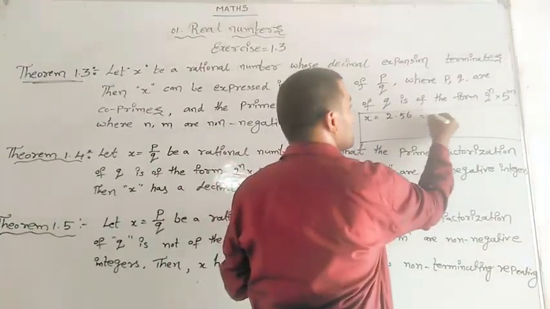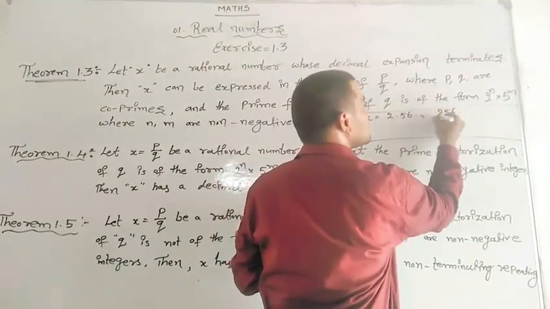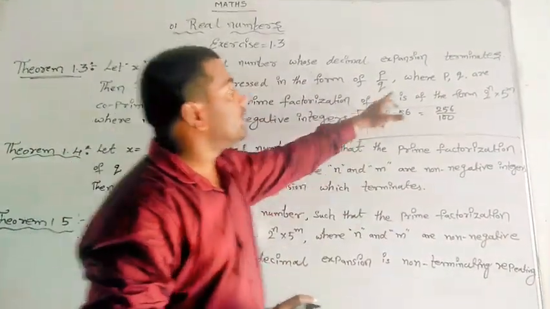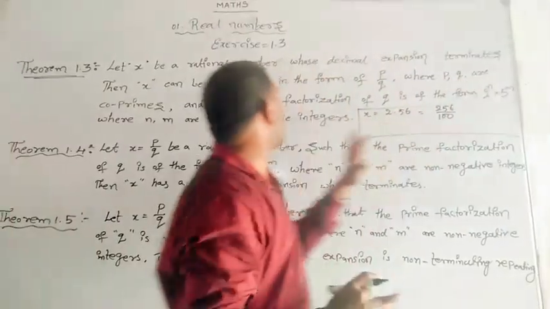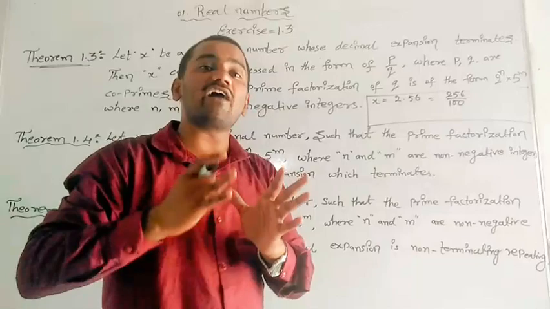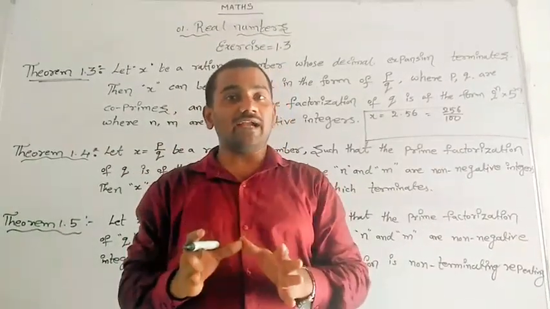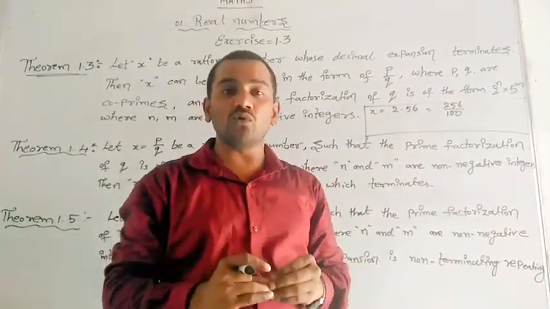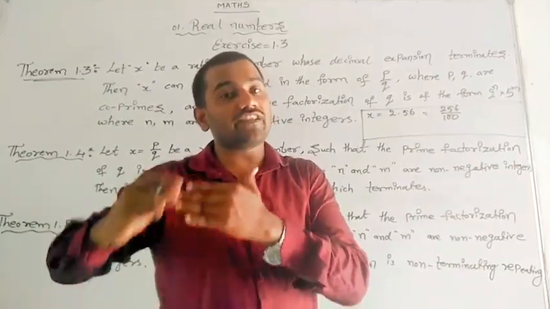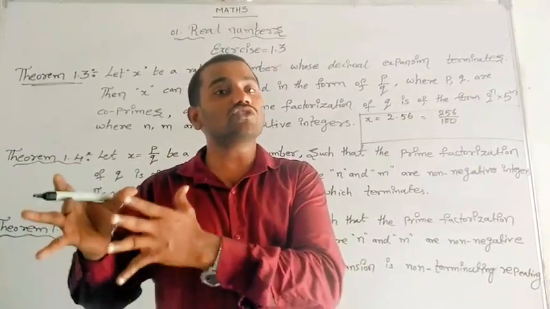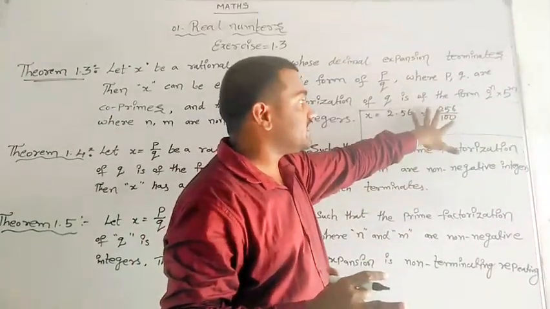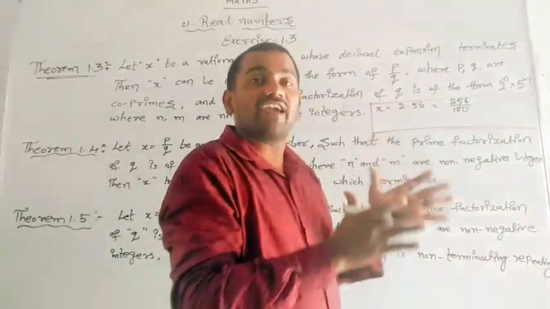Let us expand it in the form of p by q, that is 256 by 100. Yes. So here p, q are coprimes, it is said. What is the meaning of coprimes? Coprimes are also known as relatively prime numbers, where only one is a common factor and the remaining factors of those numbers are different. Here p and q should be coprimes.